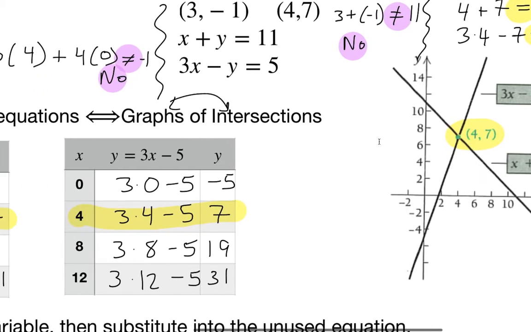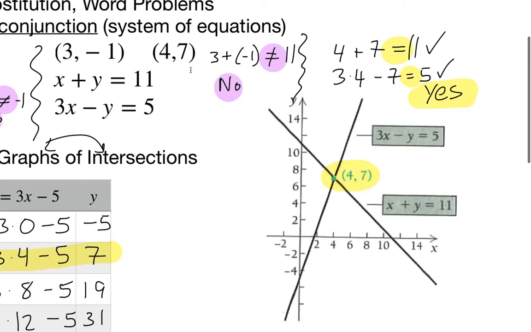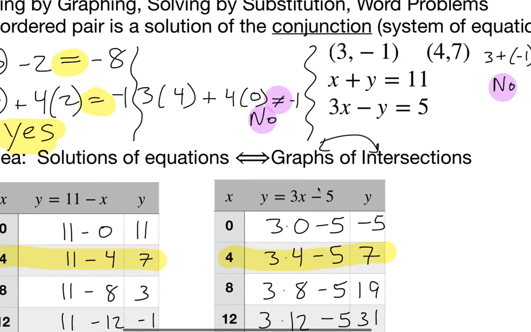So I'll just flash forward to my big point: if you graph both lines, then wherever they intersect, that's going to be the solution. We already checked it up here, 4, 7. It's the same example, so you can see it works. Let me show you how we get that.